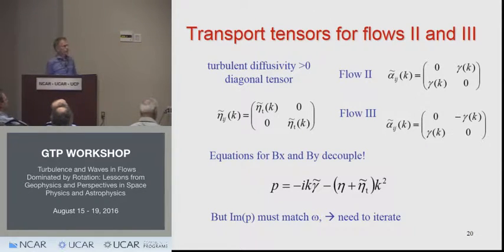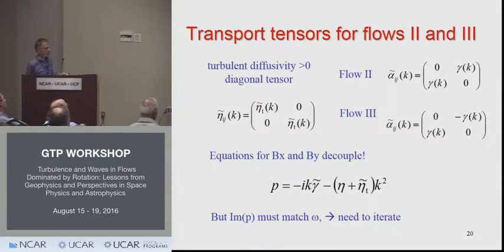Using now the test field method, it turns out that the turbulent diffusivity is still a diagonal tensor. It is positive. However, for the Roberts flows 2 and 3, there are off-diagonal components of the alpha tensor. Now, people familiar with this subject will know that these components can never lead to a dynamo action. Especially in this case, it simply corresponds to a turbulent transport. It's like advection, but without any material transport. In this case, it is like advection, but in opposite directions for the Bx and By components. And in fact, it turns out that the equations for Bx and By completely decouple. Very unusual dynamo theory, and yet this is a dynamo.